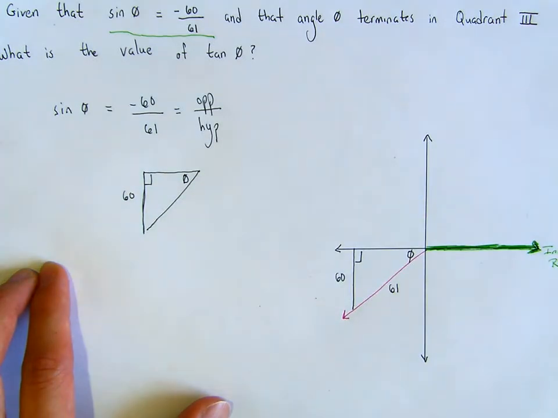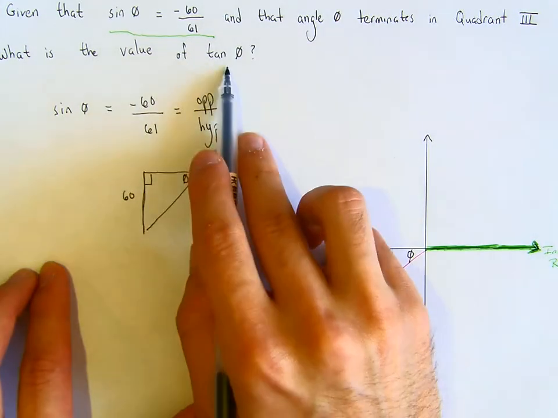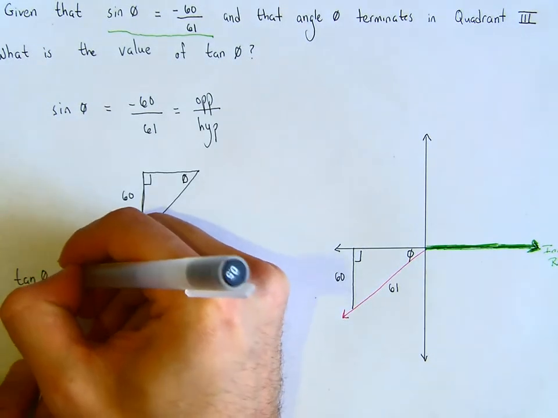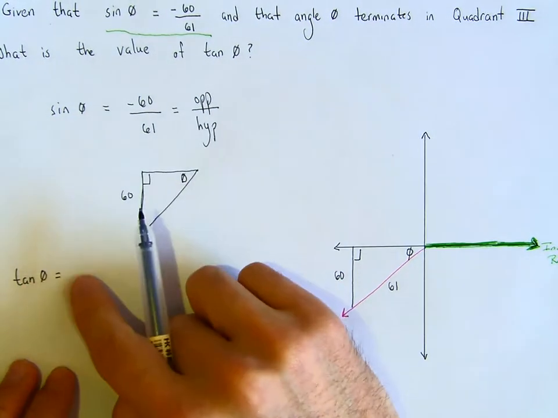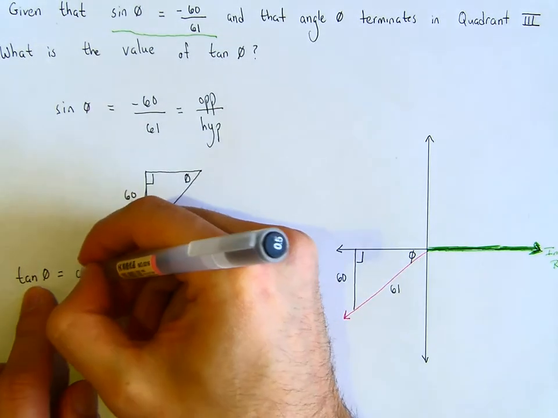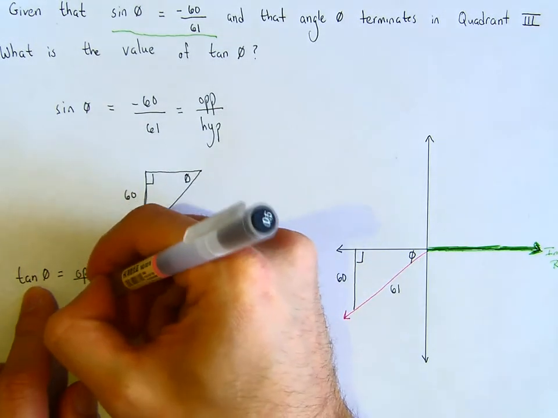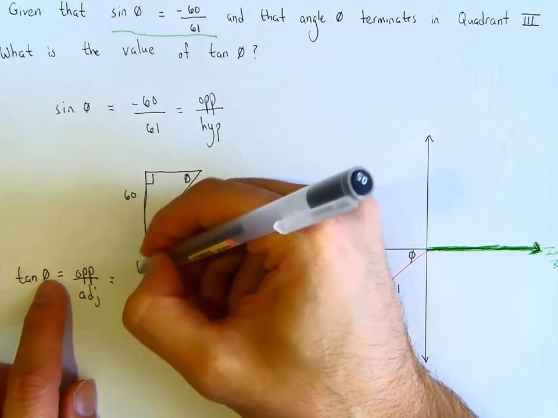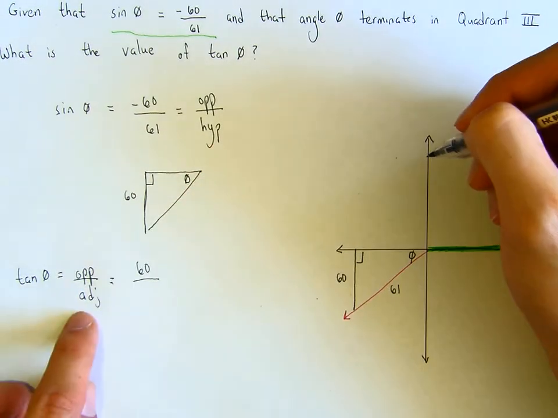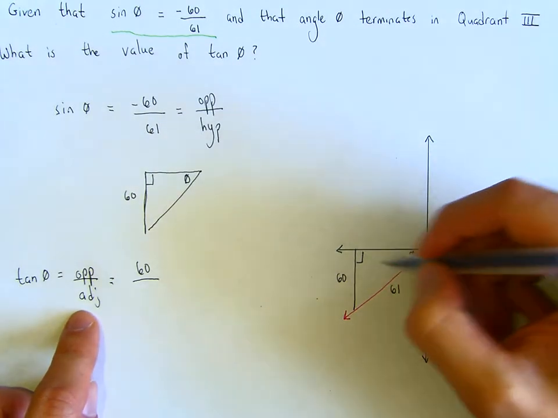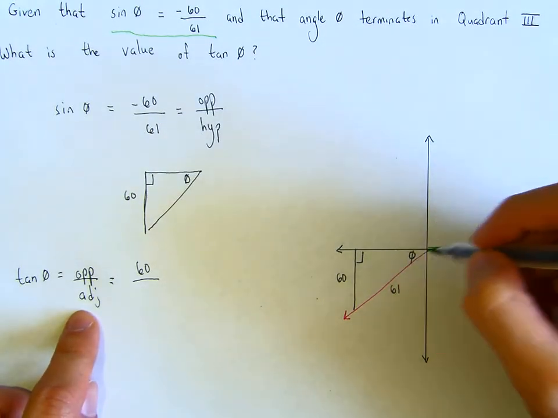Now, what's the question asking? The question's asking what's tangent theta. So we know that tangent theta is equal to, what I want you to do is pause the video and figure out what tangent theta is equal to. It's opposite over adjacent. So now notice that we have the opposite, which is 60. What is the adjacent? We don't know the adjacent. So we need to find this side over here. So how would we actually do this?